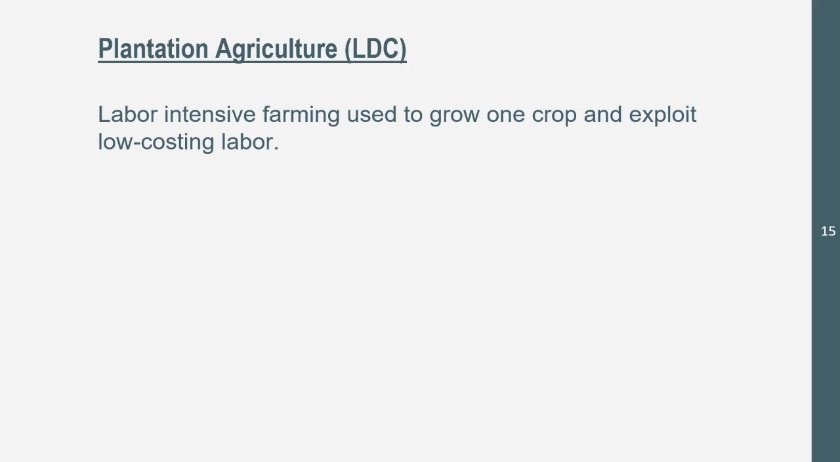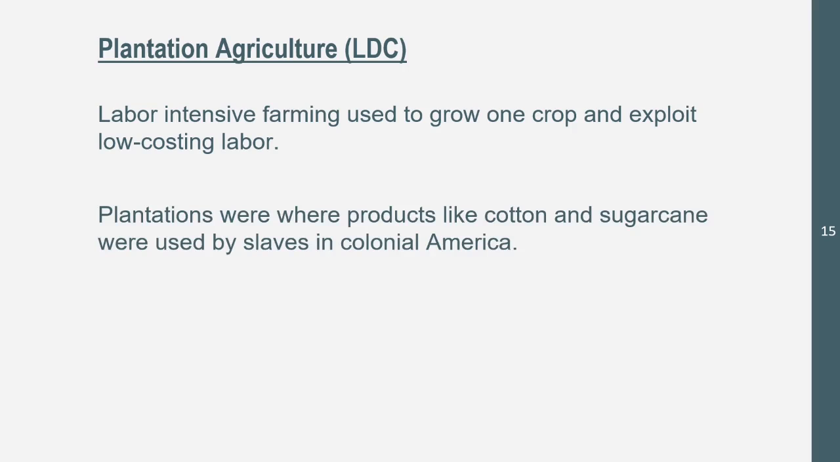Now let's get into plantation agriculture. And I put that LDC there because you're going to primarily see these in our LDC countries. Market gardening, you'll see kind of in a mix of LDC and MDCs. Now, plantation agriculture is labor-intensive farming used to grow one crop and exploit low-costing labor. Plantations were where products like cotton and sugarcane were grown by slaves in colonial America, especially in the South in Georgia, the Carolinas, and Virginia.